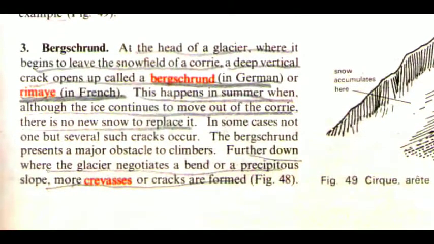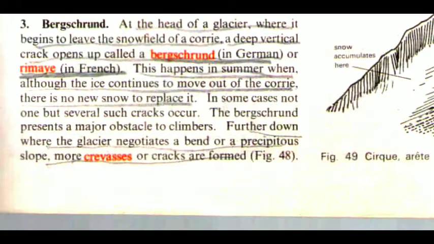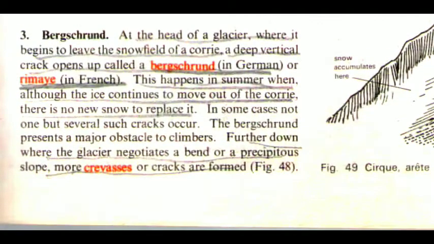The third one is bergschrund. At the head of a glacier where it begins to leave the snowfield of a corrie, a deep vertical crack opens up called a bergschrund in German or rimaye in French. This happens in summer when, although the ice continues to move out of the corrie, there is no new snow to replace it. In some areas, not one but several such cracks occur. The bergschrund presents a major obstacle to climbers further down where the glacier negotiates a bend or a precipitous slope. More crevices or cracks are formed.